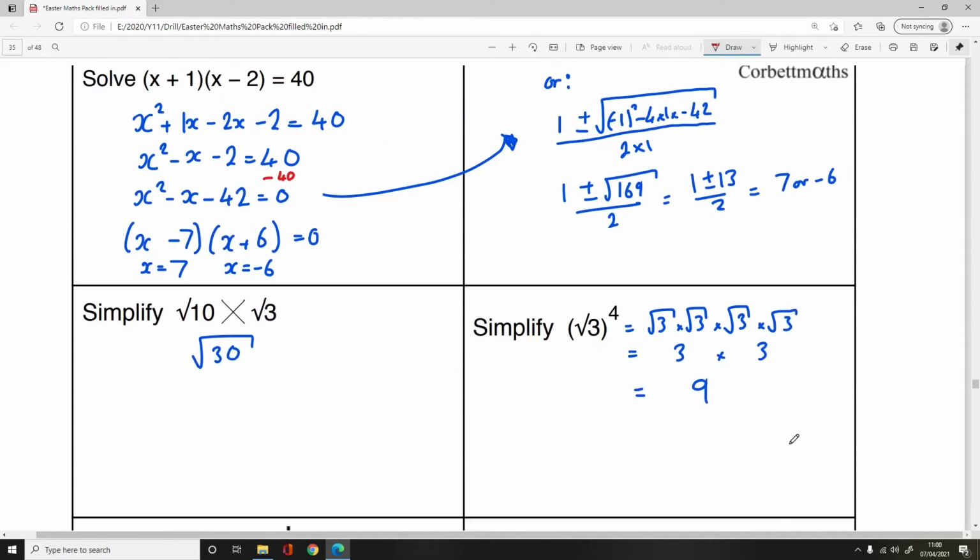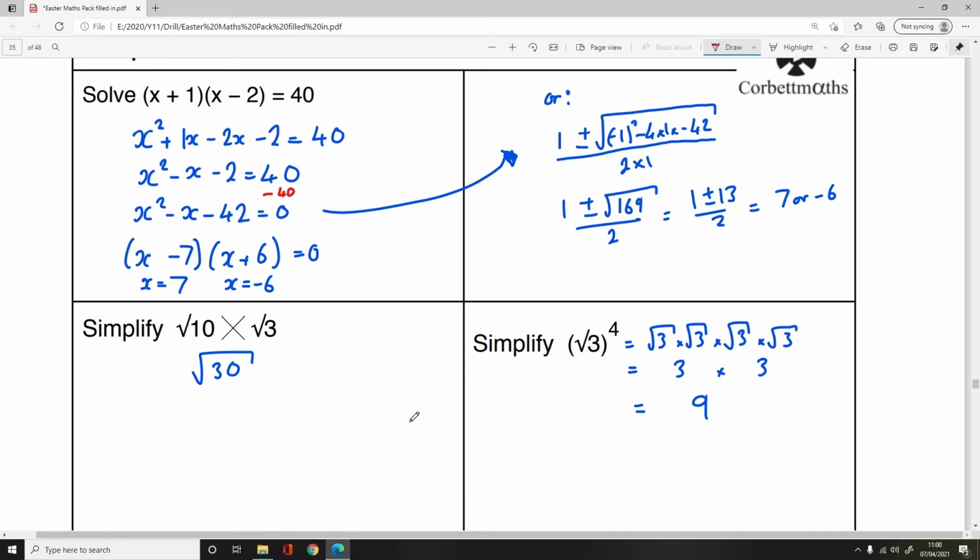Okay. Then we've got a couple of surds. The first one is just, well, they just times together, it's root 30. And the second one, I wrote this out as root 3 times root 3 times root 3 times root 3, because there's 4 of them. And then times 2 of them together at a time. So that gives me 3, that gives me 3, and now 3 times 3 is 9. There are other ways of visualizing that, I think, but that way made most sense to me.